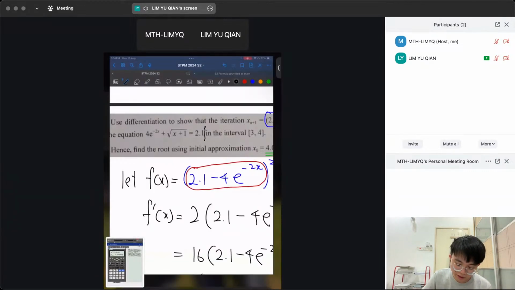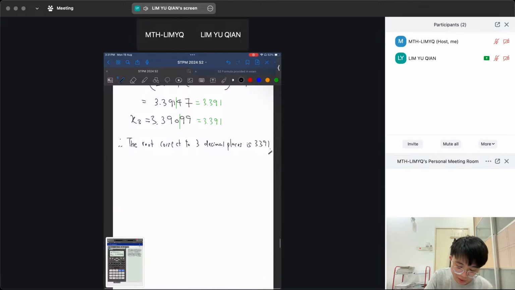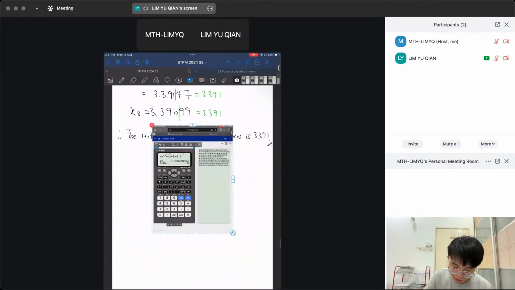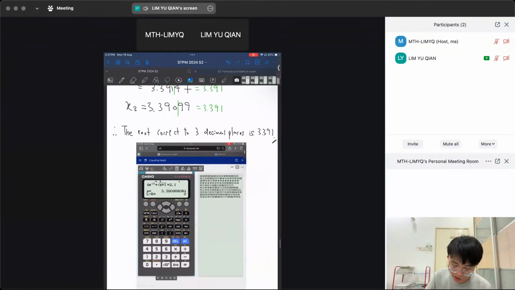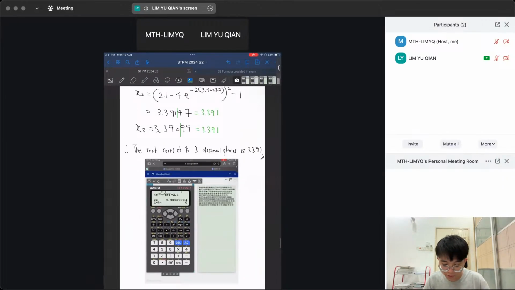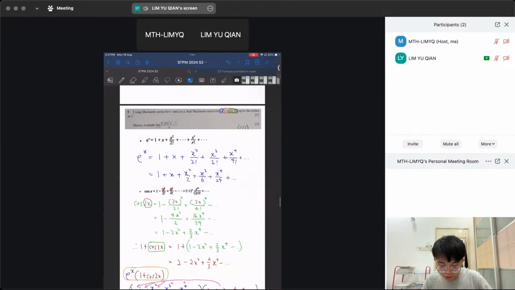But this one uses the Newton-Raphson method. I'd say 90% of the time they will give you the same value. Out of that, they might or might not give you the value. So just take it as a reference only. Okay, so far so good.